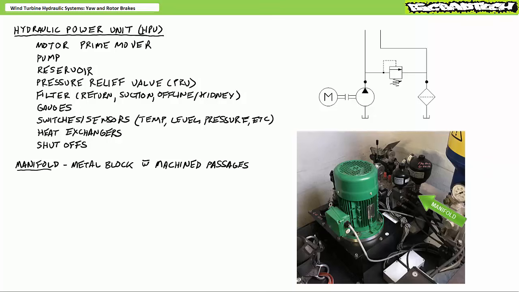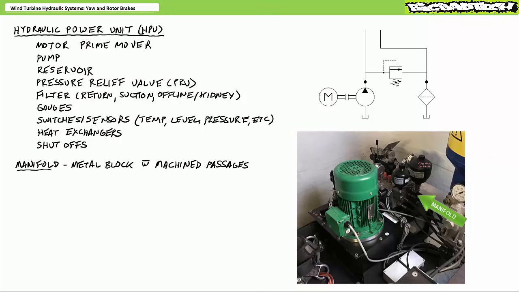In most circumstances, a majority, not all, of the valves and accessory components associated with yaw and rotor brake systems are mounted inside a manifold attached to the top of the hydraulic power unit. A manifold is a machined metal block into which internal passages are drilled such that cartridge valves screw or slip into passageways drilled into the manifold.